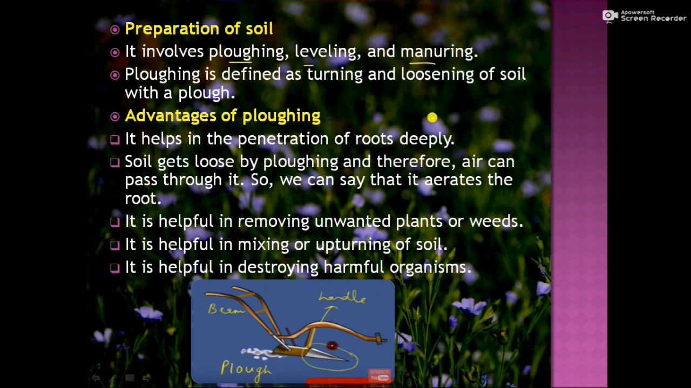Ploughing is defined as turning and loosening of soil with a plough. Advantages of ploughing: it helps in the penetration of roots deeply. Soil gets loose by ploughing and therefore air can pass through it. It is helpful in removing unwanted plants, that means weeds. It is helpful in mixing or upturning of soil and also helpful in destroying harmful organisms.